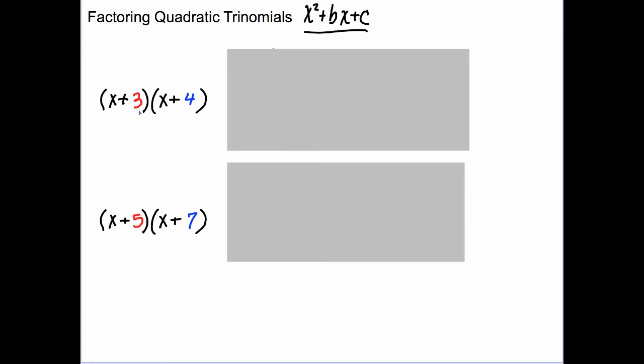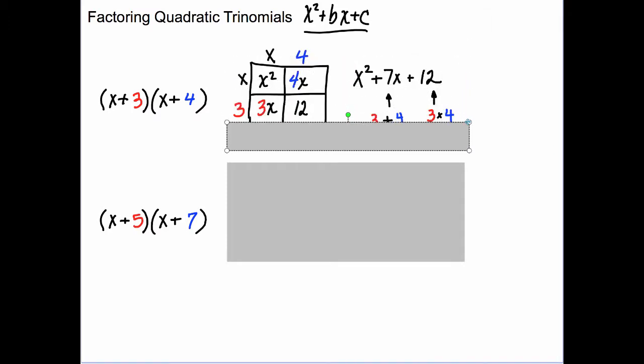We'll take x plus 3 times x plus 4. Now what I want you to look for is what happens to the 3 and the 4? How are they used in the final result? If we use the expansion boxes to multiply, you see that this is x plus 3 times x plus 4, and you'll notice that the 4 and the 3 end up being coefficients of x, and the 4 and the 3 also multiply to give you 12.